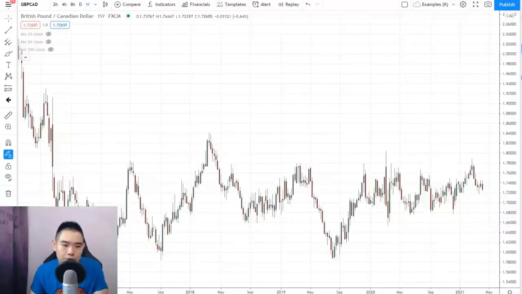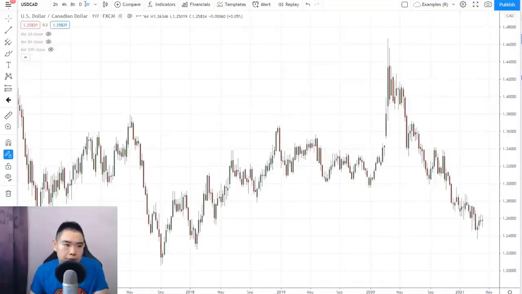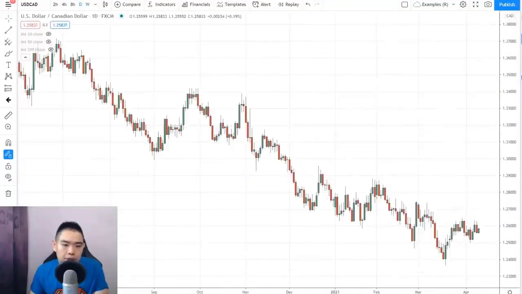Okay, and you can see over here, what is this market condition? And oh yeah, before I continue, dollar against the Canadian, daily time frame. Okay, in this current market structure, what do you want to be doing? Buying or selling? I'm sure you want to look for selling opportunities.